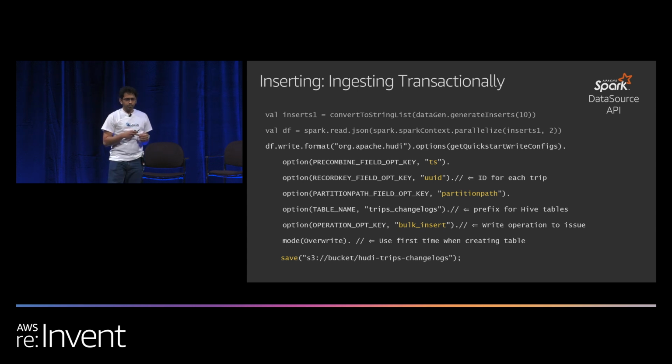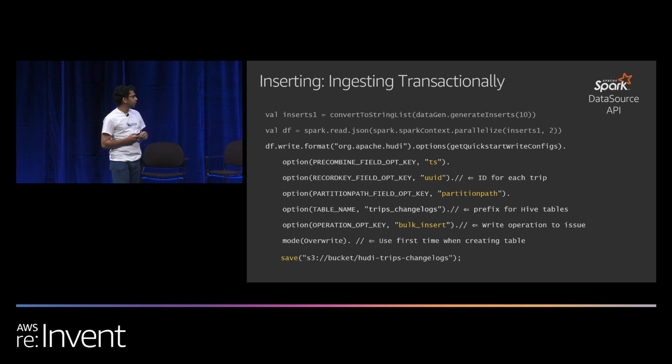This may seem like a lot of options here, but these are all needed for good purpose. The pre-combine key helps us deduplicate within a given batch. For example, if I have multiple change logs generated within a given commit, and you want to only apply the latest change log, you have to pick the latest value, right? So it helps us rank and deduplicate records within that batch. So here we are picking, if any records have the same UUID, the one which has the highest timestamp.